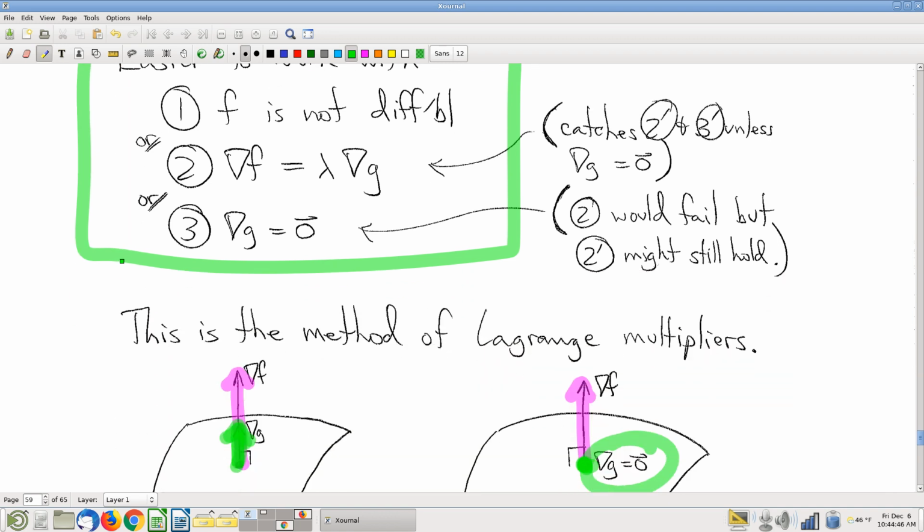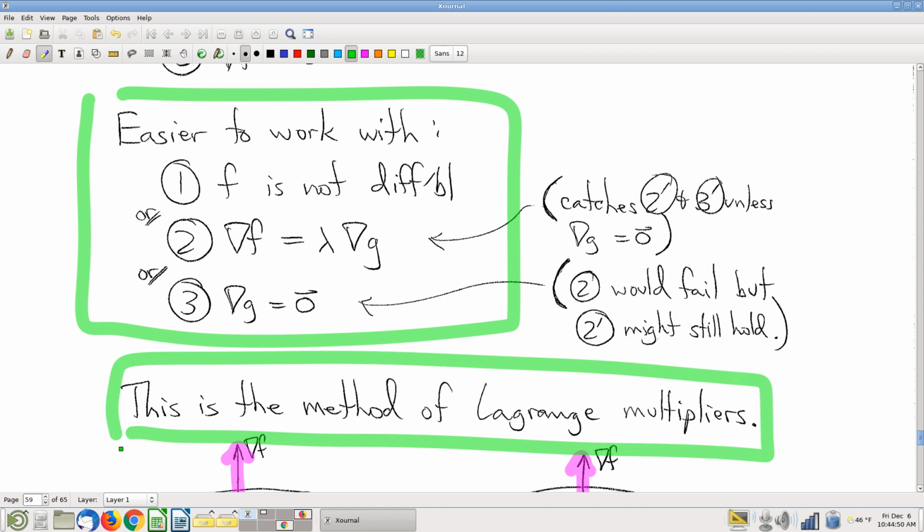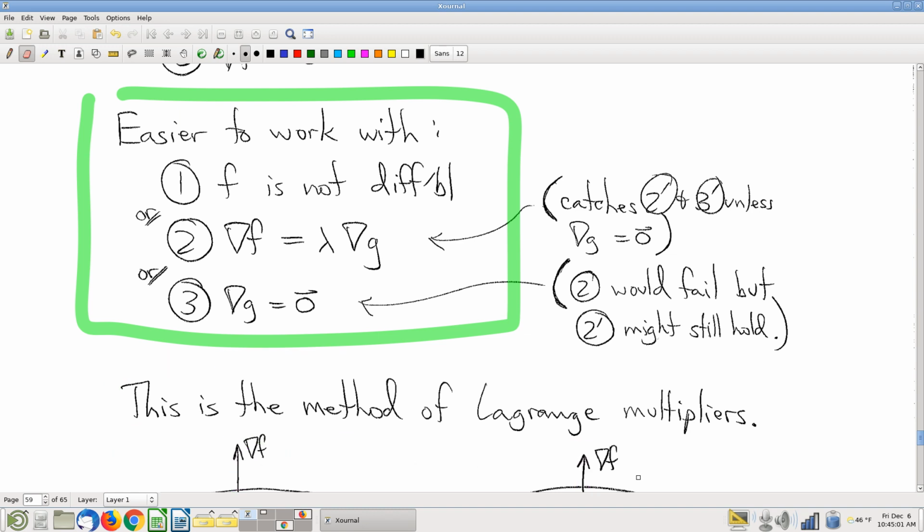So you can write this as a theorem. I'm just going to call it the method of Lagrange multipliers. And the way you're going to find critical points on boundaries, or more broadly, the way you're going to find critical points on constraint sets, is by looking for points where the function fails to be differentiable. Any such point is a critical point. You're going to look for points where this algebra is satisfied. Any such point, critical point. And you're going to look for where this happens.